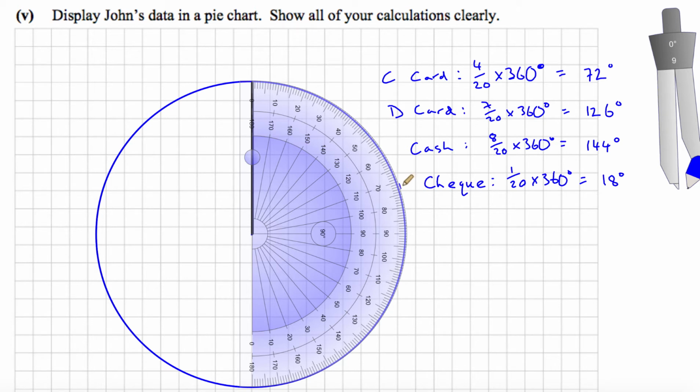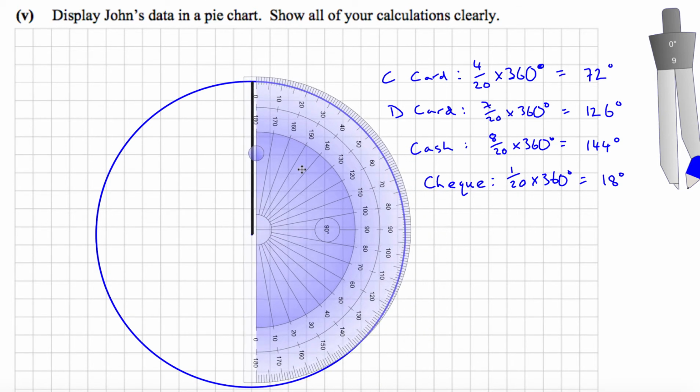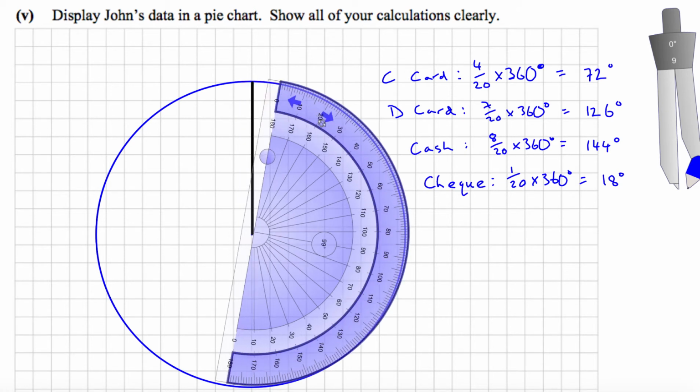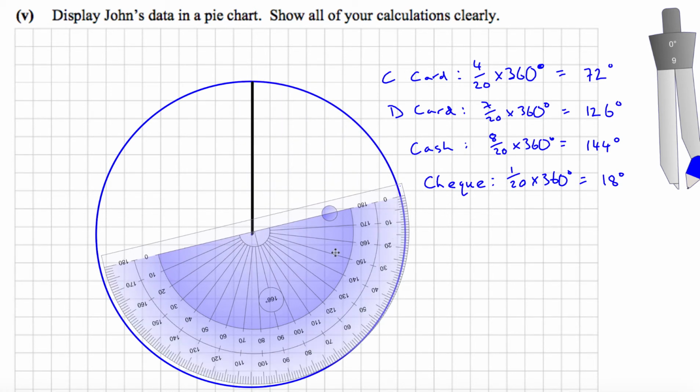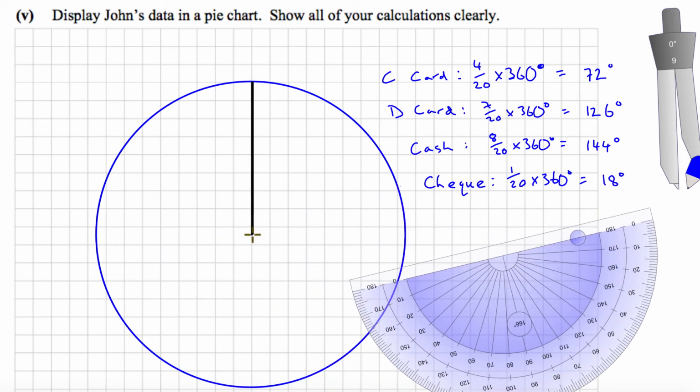Well, just be careful when you're marking this, so it would be there. So we can just draw that line then from the center up towards that point. So there's our 72 degrees. So that's going to be our credit card. Let's label that now. That's credit card.